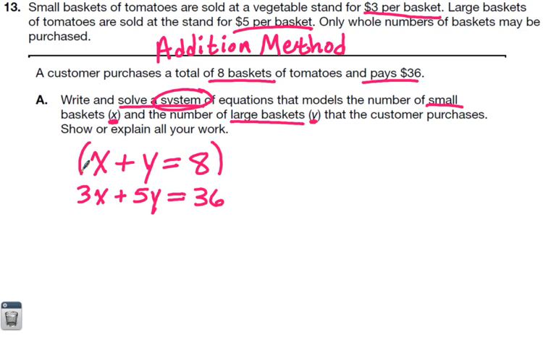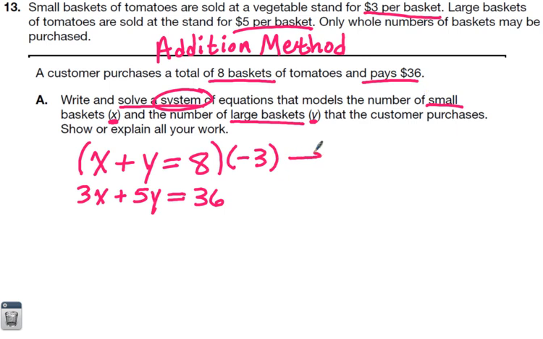So I'm going to choose to make the x's opposites, okay? And it's always up to you how you want to create opposites if you need to. The way I'm going to do that is think to myself, how can I make x the opposite of 3x? Well, I've got to make it into a negative 3. And how would I do that? I would multiply it by negative 3.